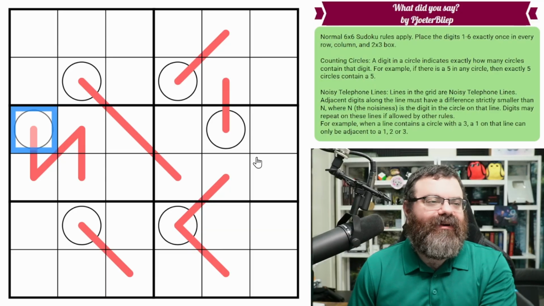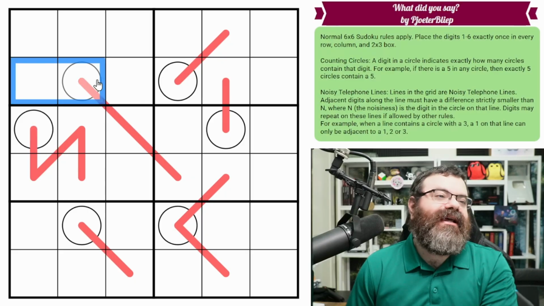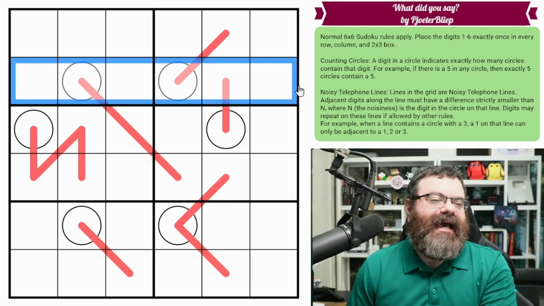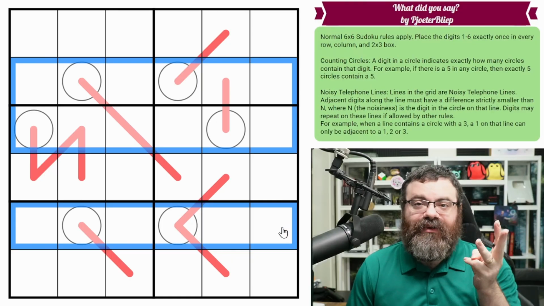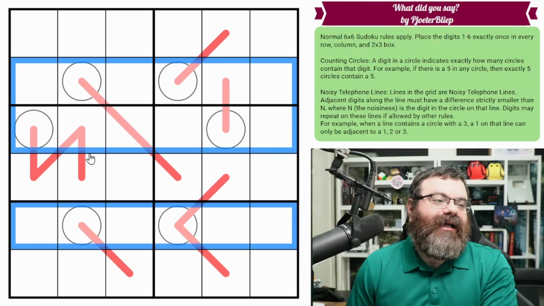And can I have 4 4s? I guess that's the next question. No, the answer is no. The reason is I can cover all of my circles using 3 rows, which means within 3 rows, there are only 3 4s available. And so I can't place 4 4s in the circles because I'd be forced to repeat 1 in a row.